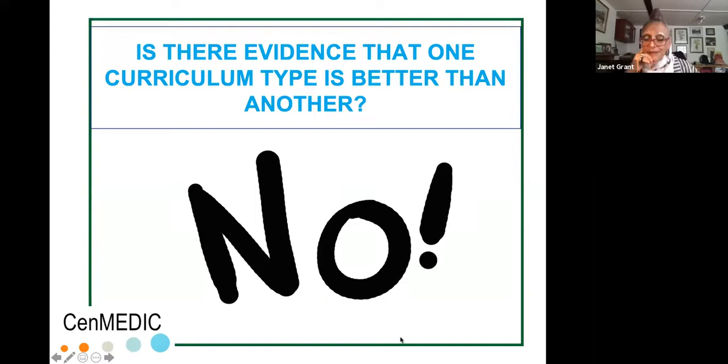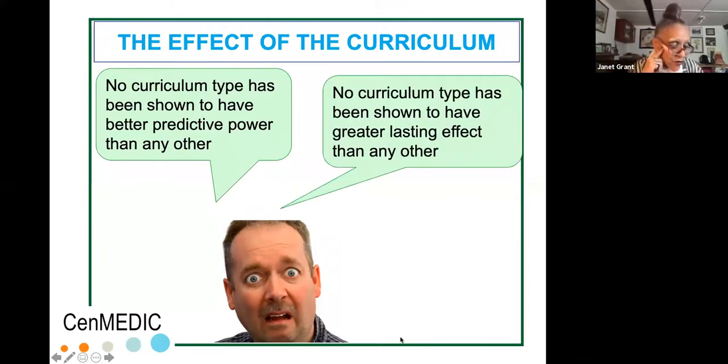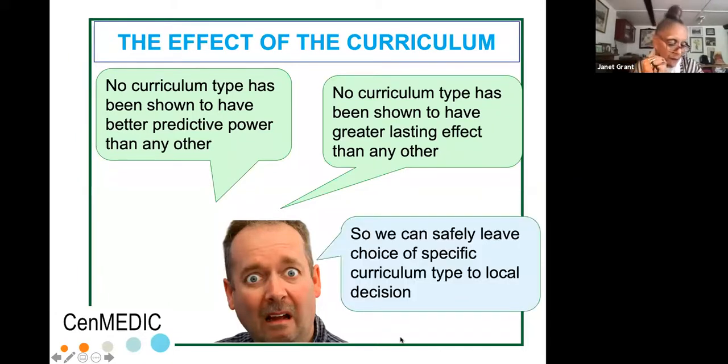No, there isn't. There simply isn't. So this is a choice. You have choices about what you do. So the effect of the curriculum really depends on things other than those choices that you make, because no curriculum type has ever been shown to have better predictive power than any other. No curriculum type has ever been shown to have a greater lasting effect than any other. So we can safely leave the choice of specific curriculum type to local decision.